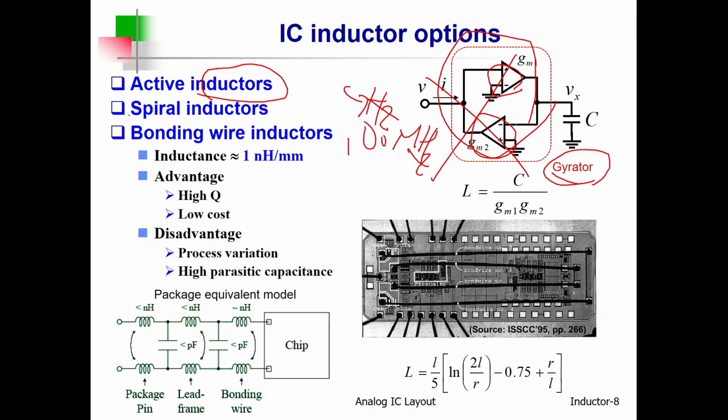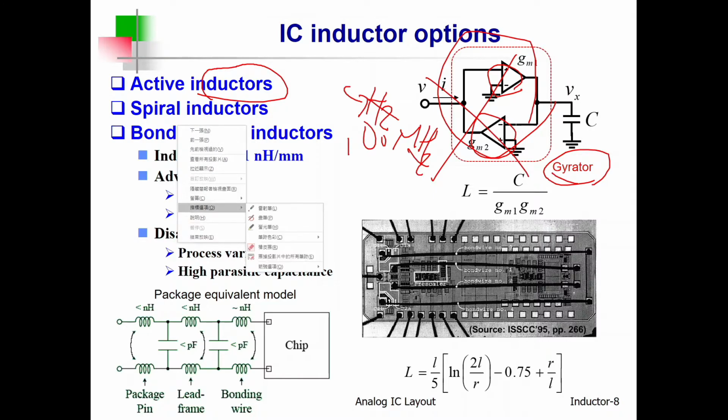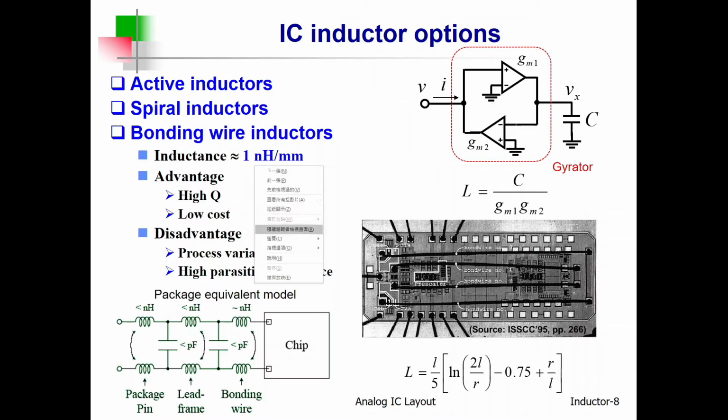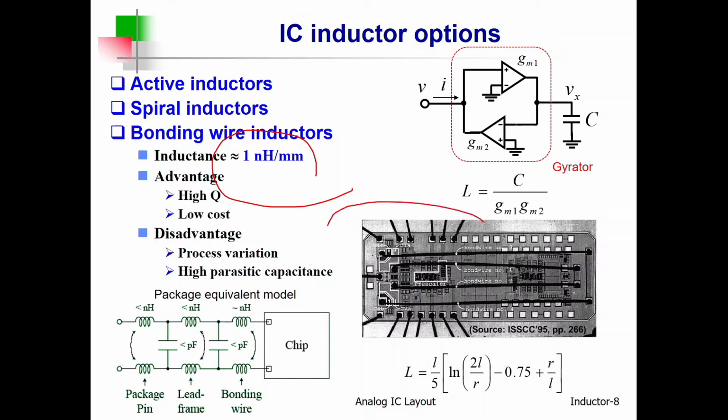Then we have the spiral inductor. Later I will show you the layout. However, the other choice is to use a bonding wire as the inductor. For a bonding wire, here is a rough estimation: 1 millimeter of bonding wire can provide 1 nanohenry of inductance. So after packaging, for your whole chip simulation, you need to consider the bonding wire and keep this in mind.